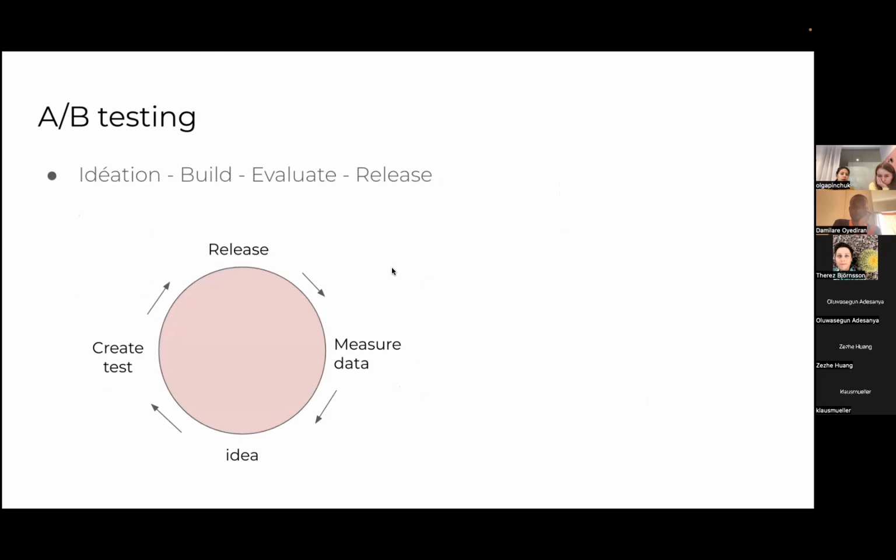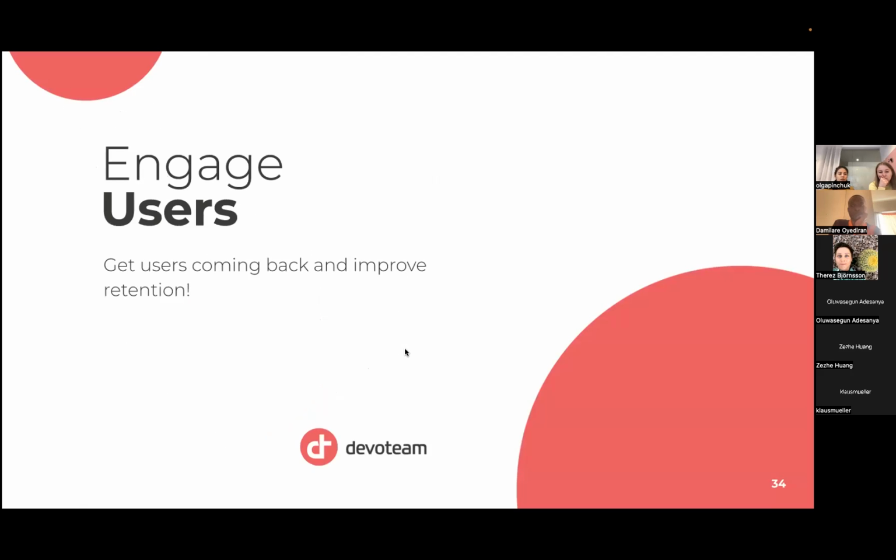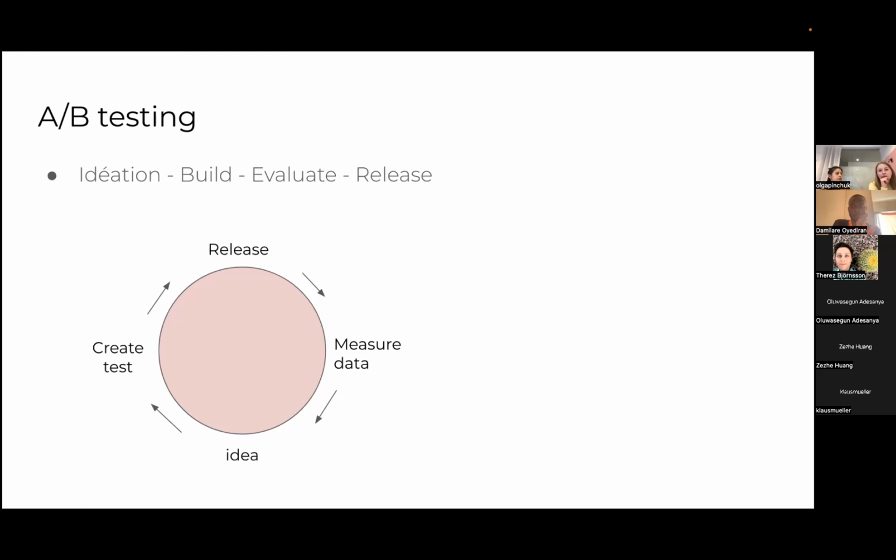So the idea behind A/B testing is that you do more data-driven development, where after releasing a feature, you measure the data you get from it, and then you get an idea to create a new feature, you create a test, you run the test, and you do a new release. And then you continue building your app this way. Yeah, and I want to add that it's only for iOS and Android users. Unfortunately not for web, but maybe they will add it for web as well in the future.